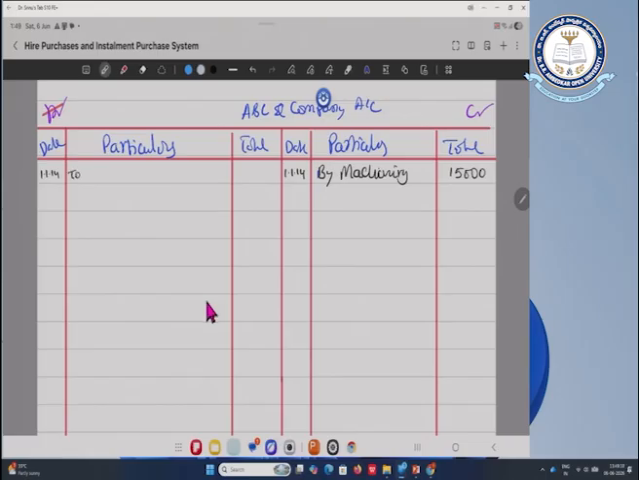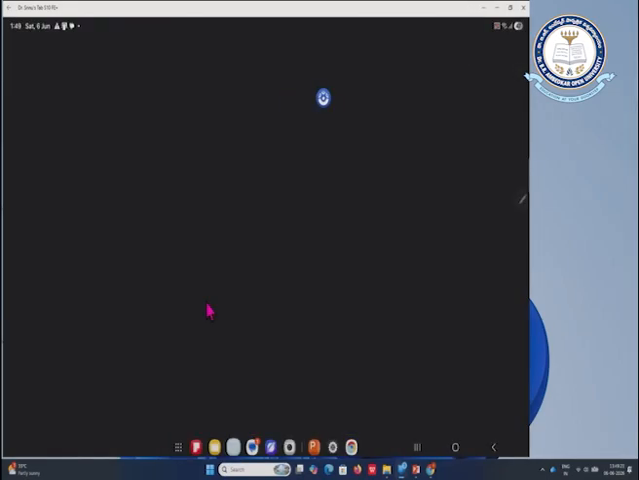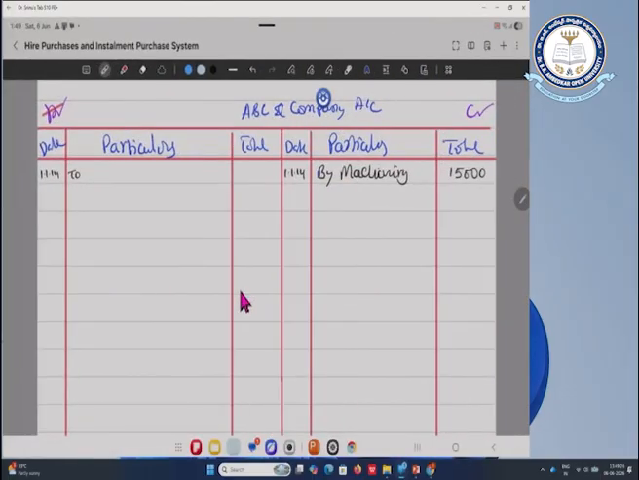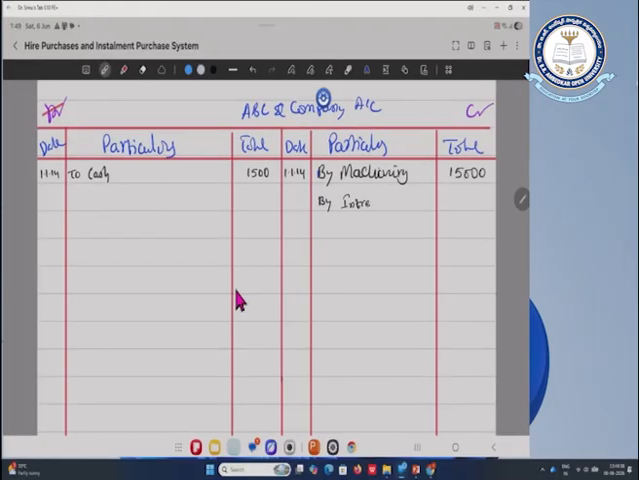Okay. Down payment they received in cash. How much did they receive in cash? 1500 down payment. Okay. And the purchaser paid interest. How much? First year 500. Close the year ending account.